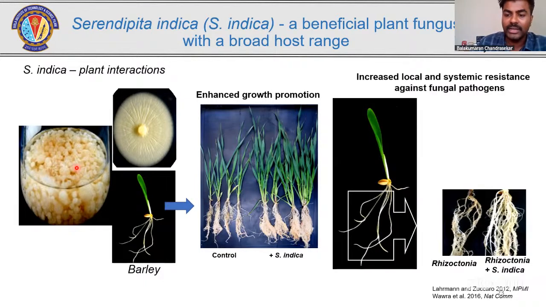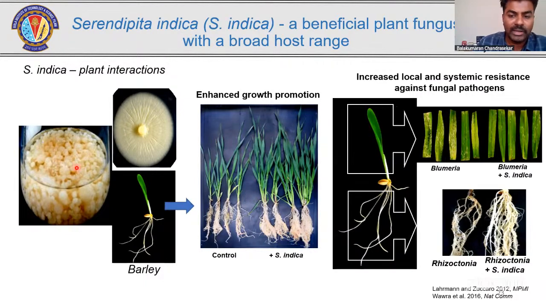Apart from increasing the root biomass, Serendipita indica is also very important because it can provide local resistance. It has been previously shown that Serendipita indica can prevent infection by Rhizoctonia root rot, and it can also provide protection against the biotrophic pathogen Blumeria as well.